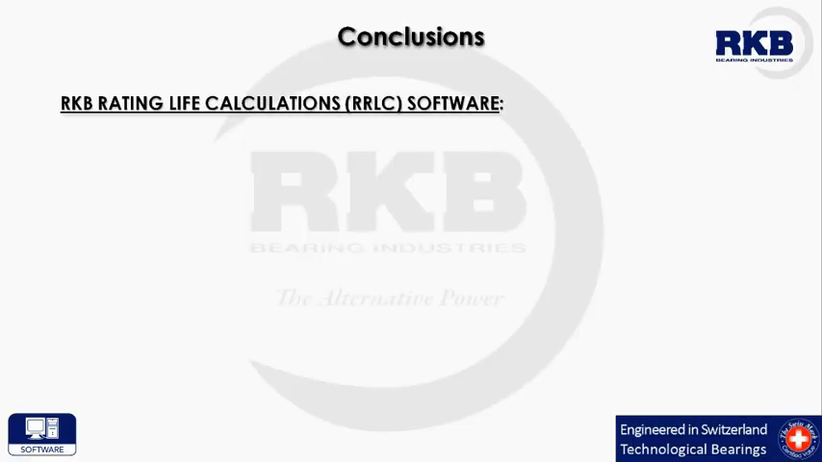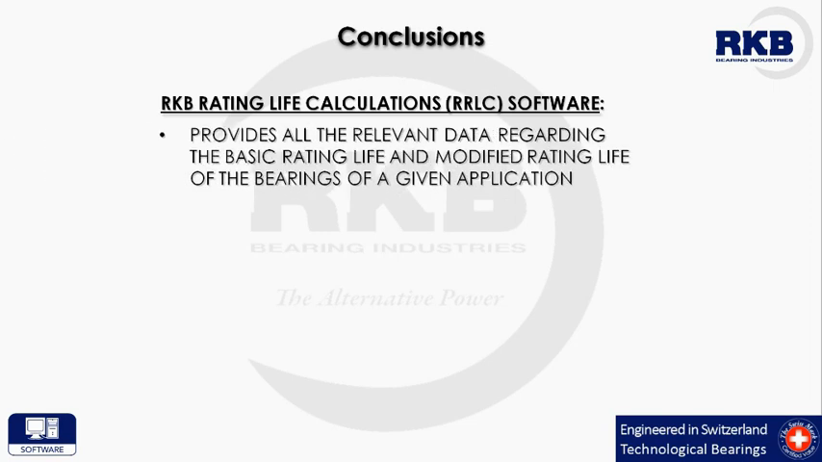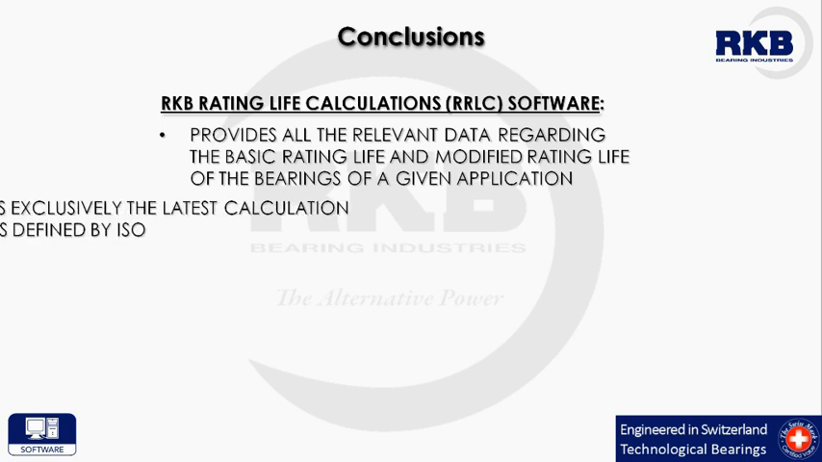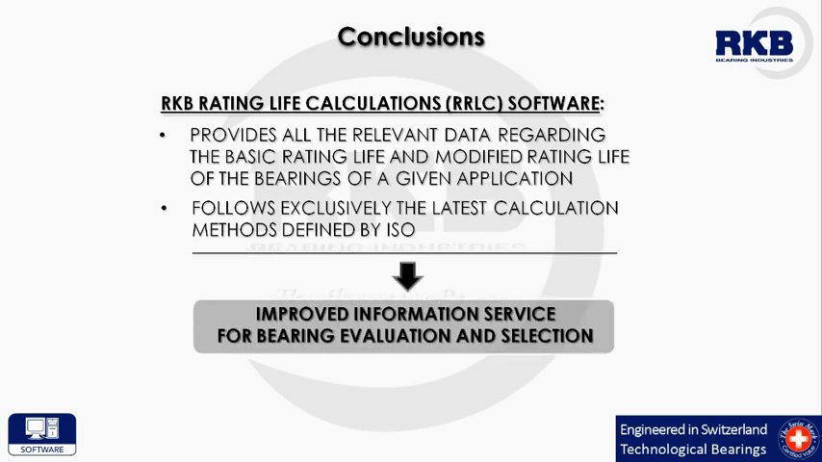To sum up, the RKB rating life calculation is the RKB in-house developed patent-pending software system used by our technical department to provide customers with all the relevant data regarding the basic rating life and modified rating life of the bearings of a given application, computed strictly following the methods defined by ISO. In this way, we supply a comprehensive and improved information service to evaluate and select the most appropriate rolling bearings in terms of basic and modified rating life.